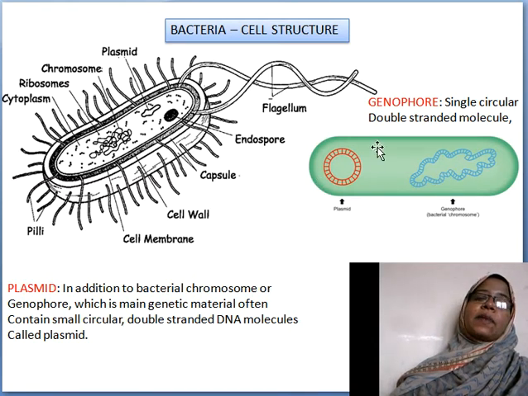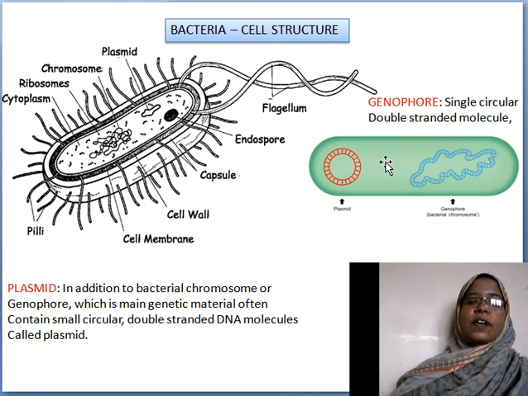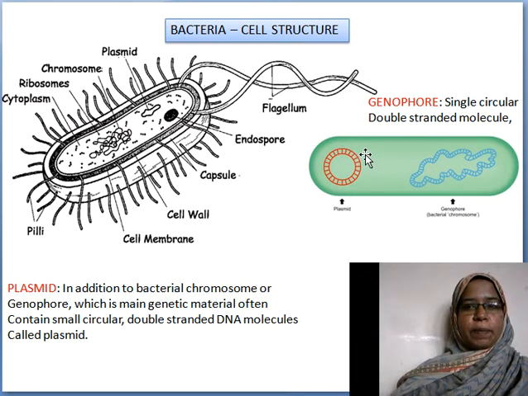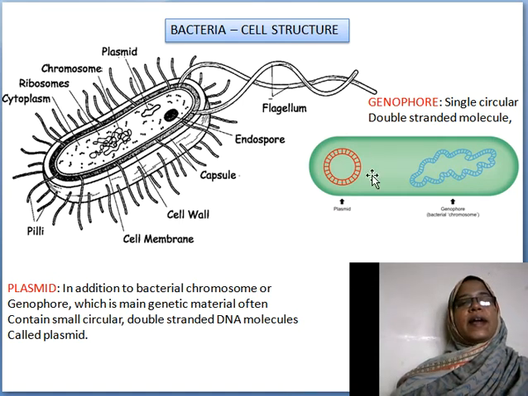The plasmid, in addition to this bacterial chromosome, that is the genophore, the main genetic material, often contains small circular double stranded DNA molecules. This is called a plasmid. You have to remember, the genophore is the main genetic material, and in addition to this, the genetic material which is present is called a plasmid.